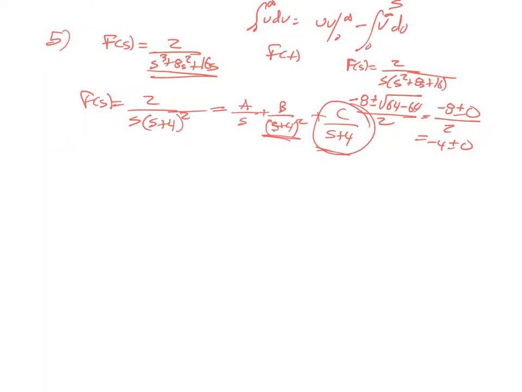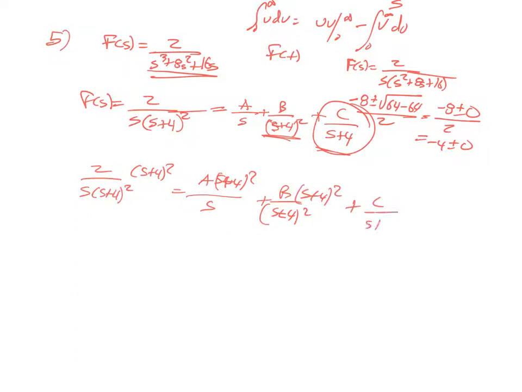So to solve for the derivative, if you want to solve for c, right? You take 2 over s times s plus 4 squared, multiply by s plus 4 squared. Right? So I'm multiplying both sides by s plus 4 squared. Now I'm going to cancel out terms when I can. And I have 2 over s equals a times s plus 4 squared over s plus b plus c times s plus 4. I want to solve for c directly, and I don't know a and b.